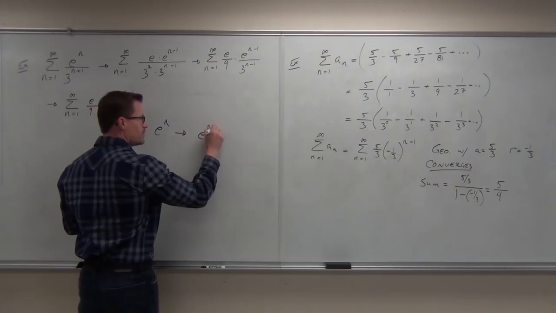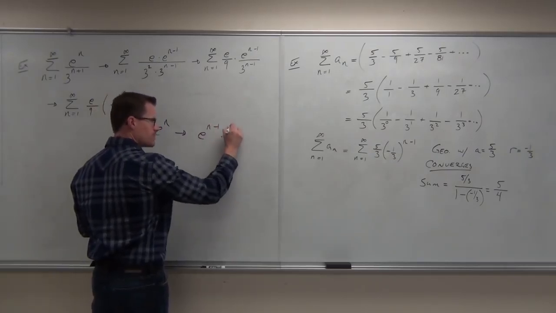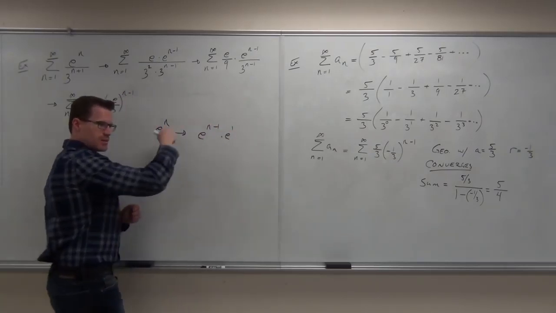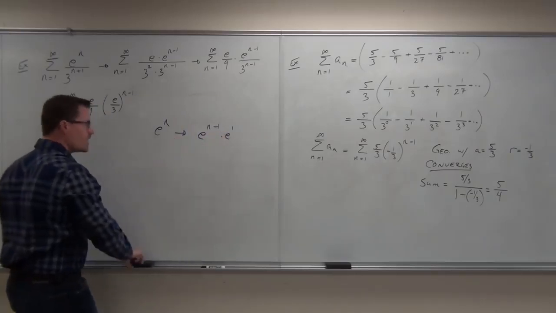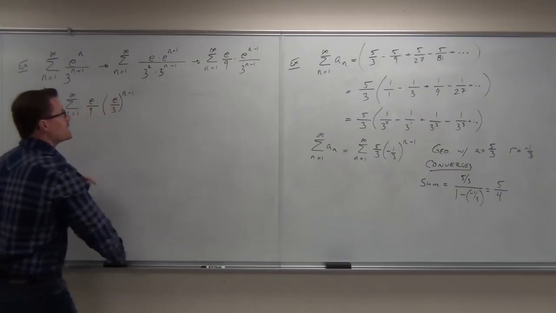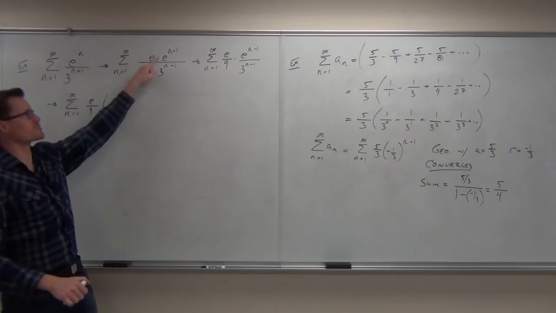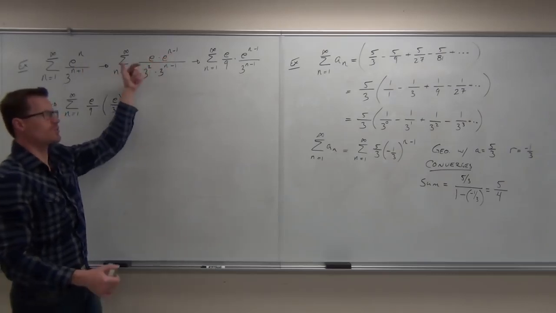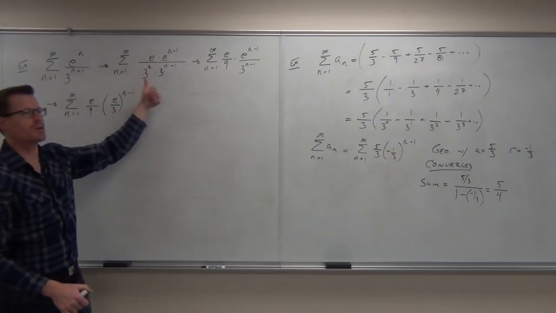As e to the n minus 1 times e to the first. Because if I add those together, I still get e to the n. Now, of course, I have it written backwards, but this is the idea. Try to find out the appropriate power from our expressions here. E times e to the n minus 1, no problem. Same thing with 3 to the n plus 1.